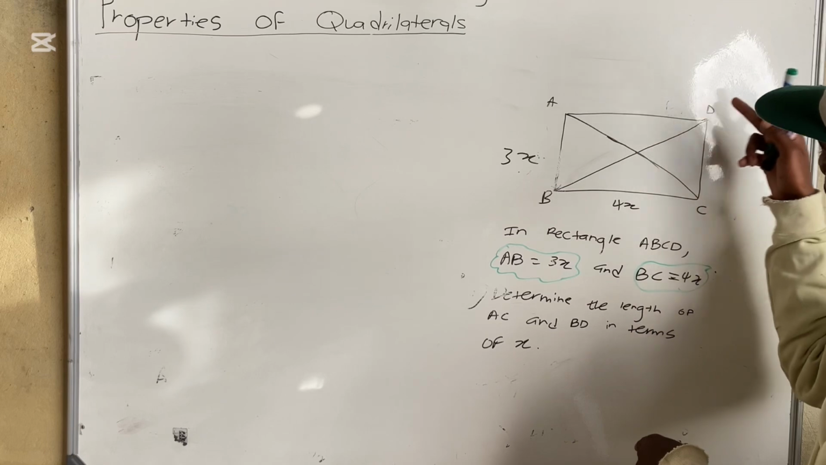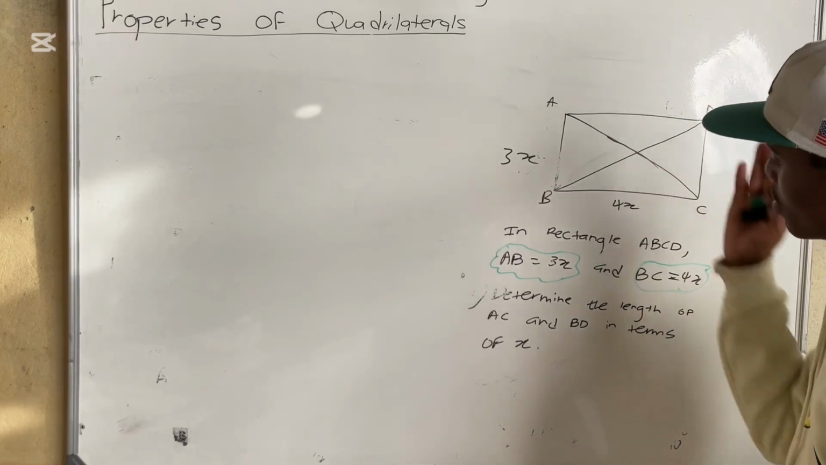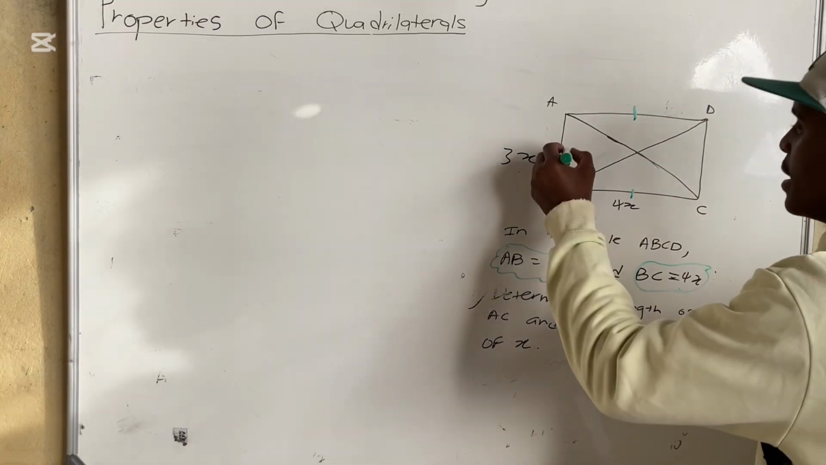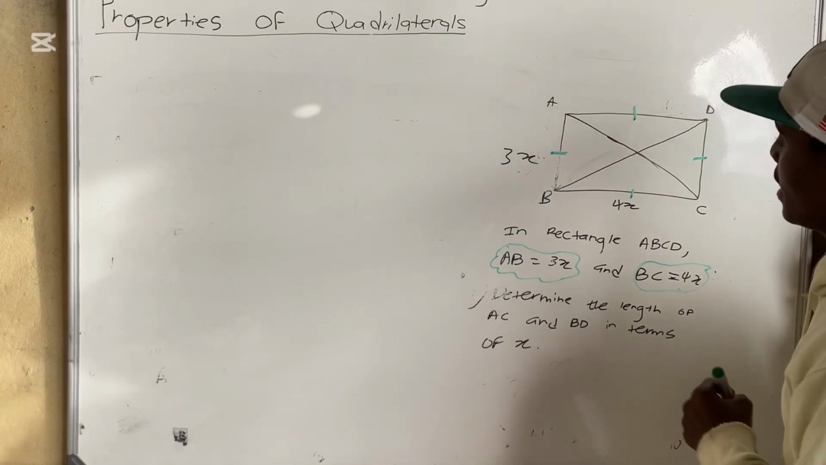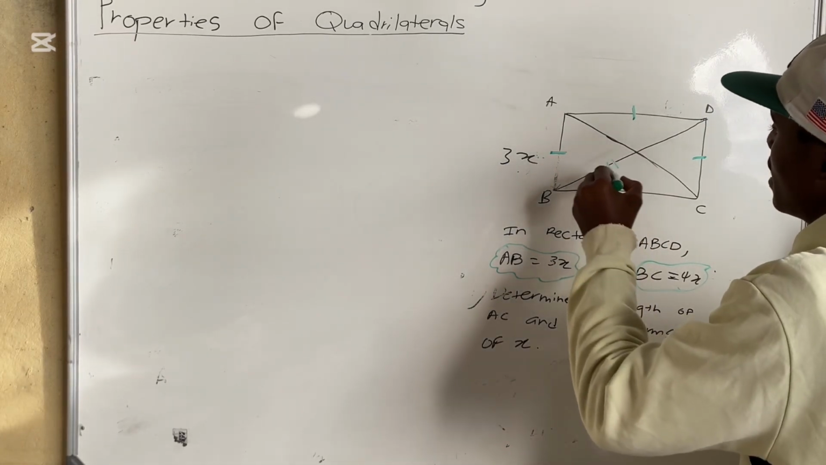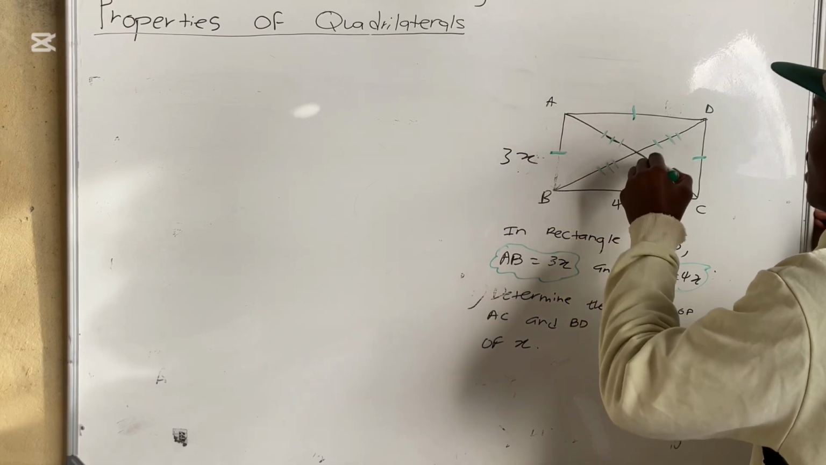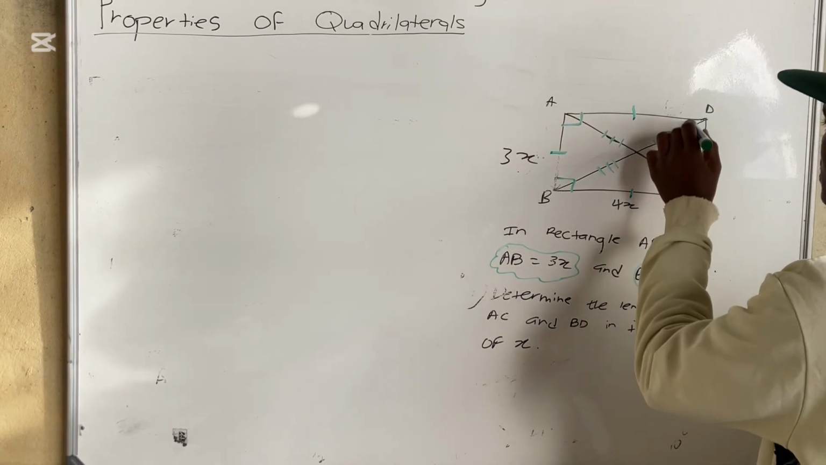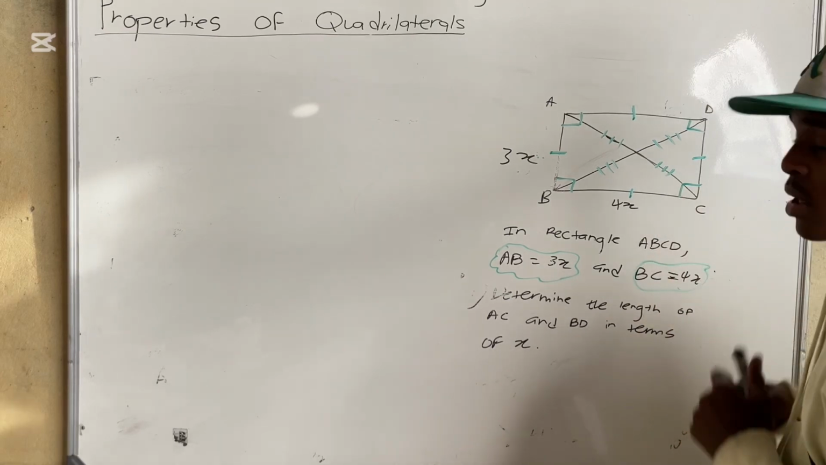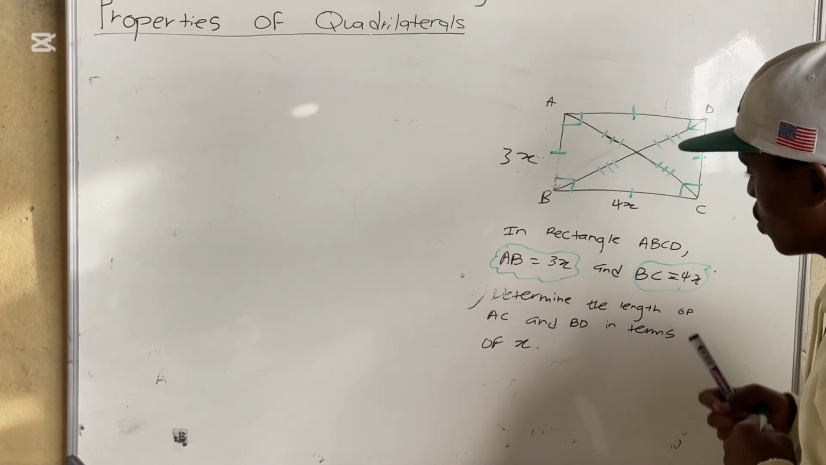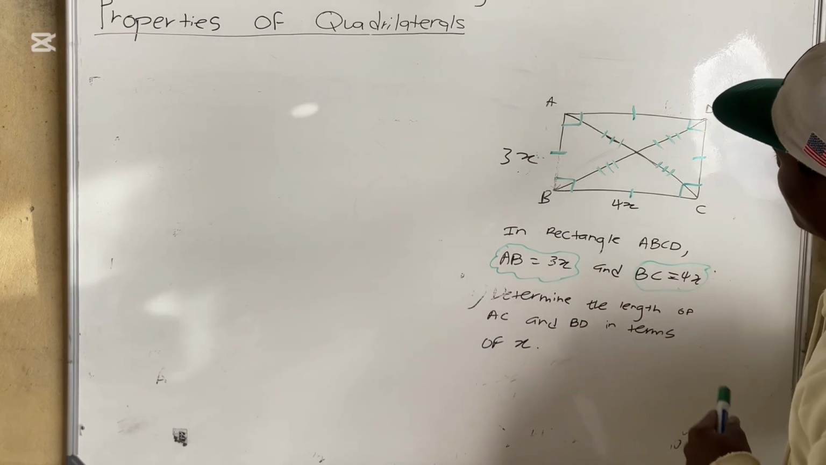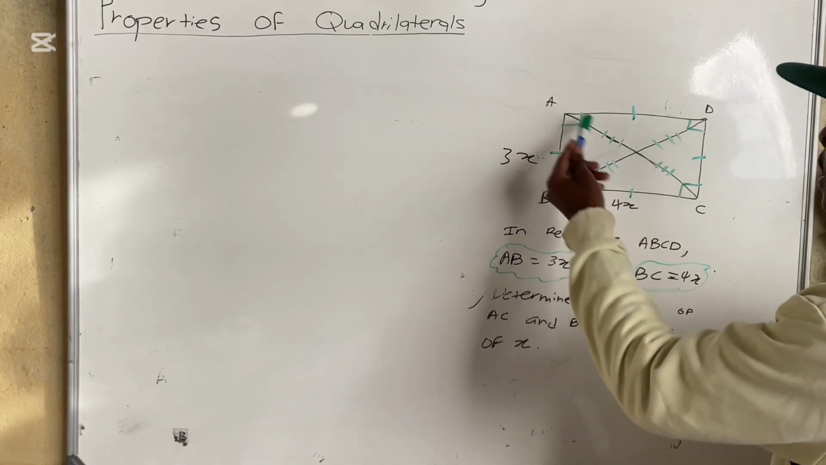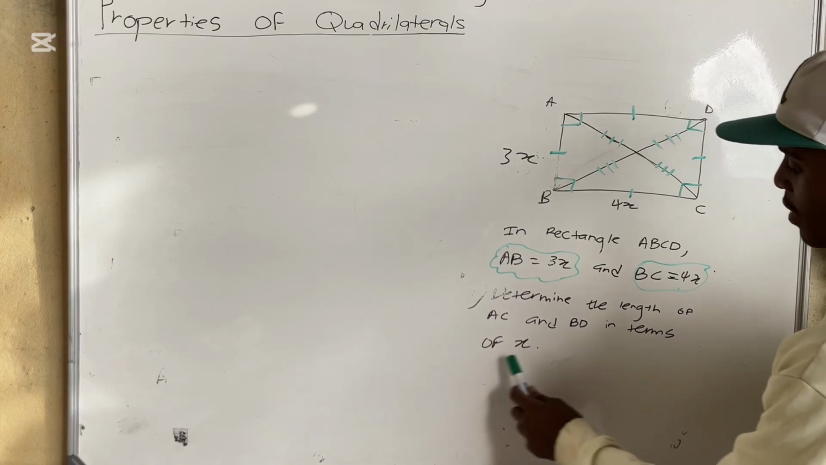Where's BD? So since this is a triangle, first let us prove the properties of a rectangle. Number one, we know that in a rectangle this side and this side are equal, this one and this one are equal. And here we have 90 degrees, 90 degrees, 90 degrees, 90 degrees. This is what we know so far. Now they want us to determine the length of AC, which is the whole of this line. Can you see this line? We want this whole line.